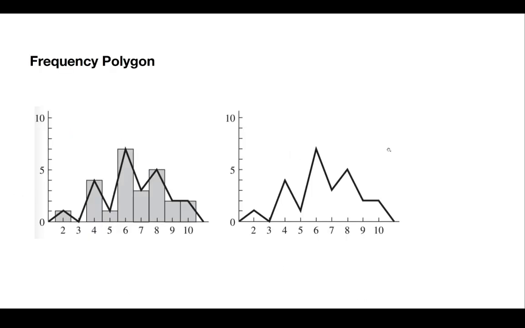For some purposes, researchers find the bars of a histogram to be distracting, and they prefer an alternative format, which is the frequency polygon. An easy way to think of a frequency polygon is to imagine placing a dot in the middle of the top of each bar in a histogram and connecting the dots with straight lines.